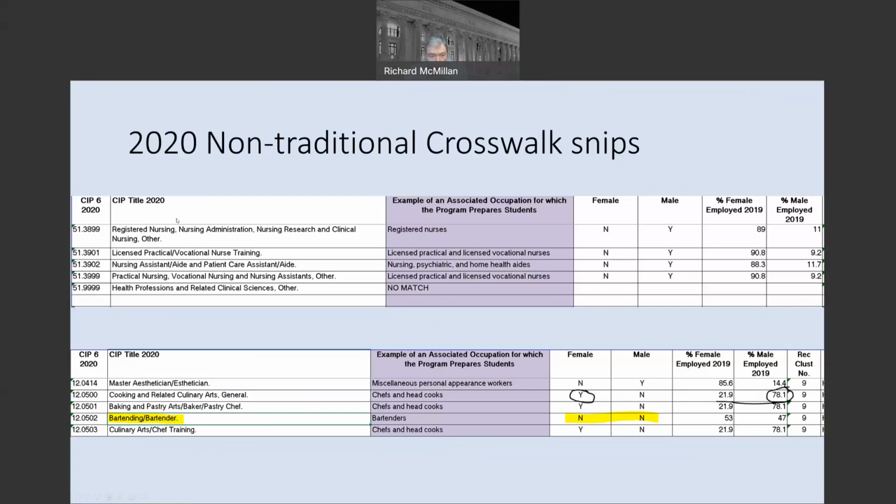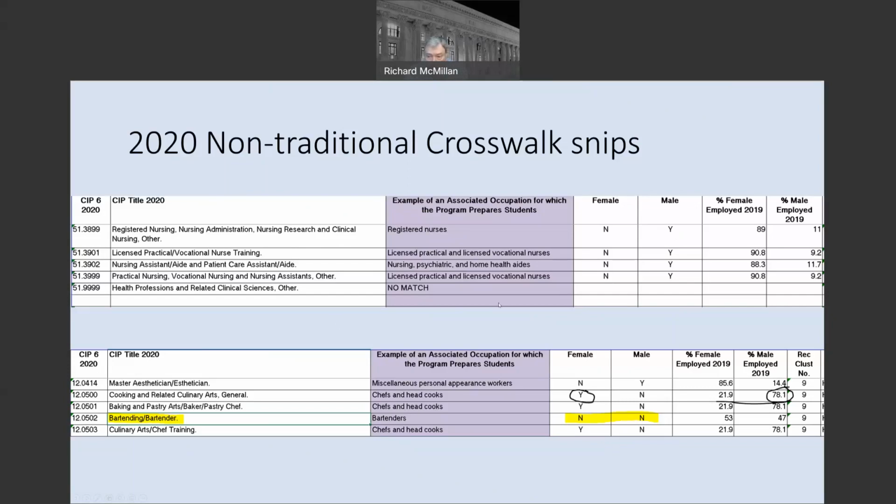Now notice that the second category, zip code 51.3901, licensed practical nursing, also is non-traditional for men. The Y is in here. So for example, if your zip code was 51.3899, you would count all the students at your school in that category. Could be concentrators, could be completers, but you'd count all of those students, and that would be your denominator, and then your numerator would be the number of men in that program.